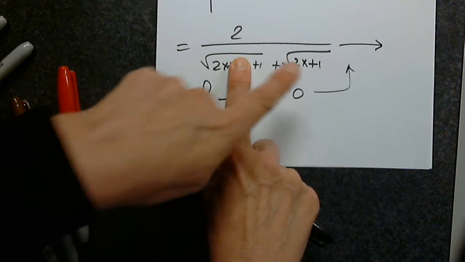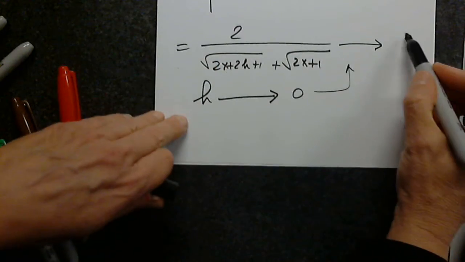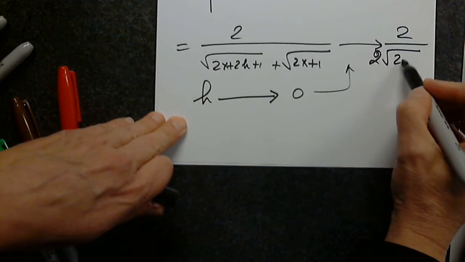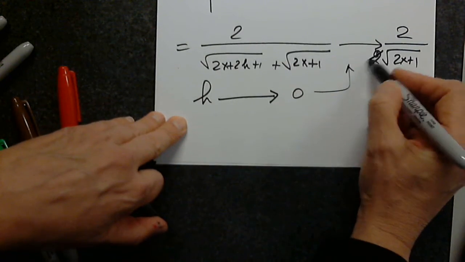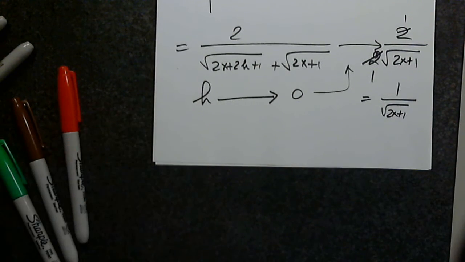2 over 2x plus 2 times, these are the same, 2x plus 1. So this will be 2 over twice the square root of 2x plus 1. This will go away, so this will be 1 over the square root of 2x plus 1. This is the function that will give us the slope of the tangent line to the square root of 2x plus 1 at any point where the function exists and is continuous and differentiable. This will be the function that I just gave you an example of. Any questions?